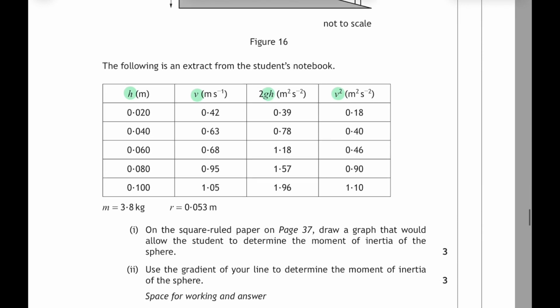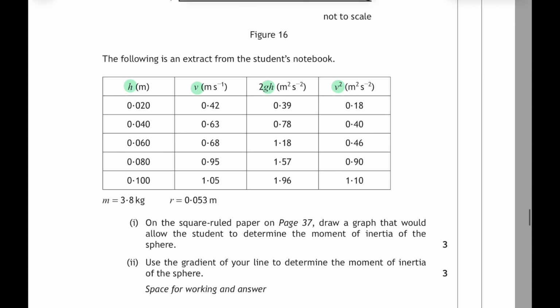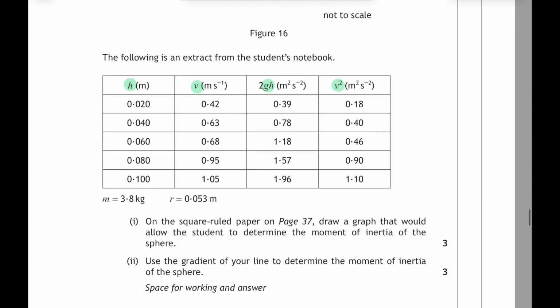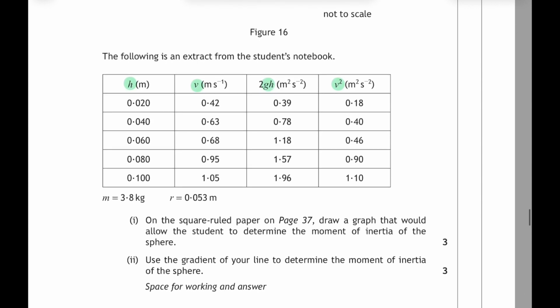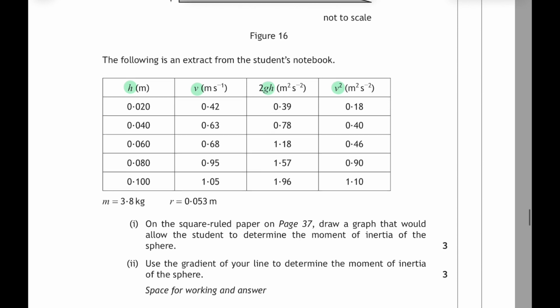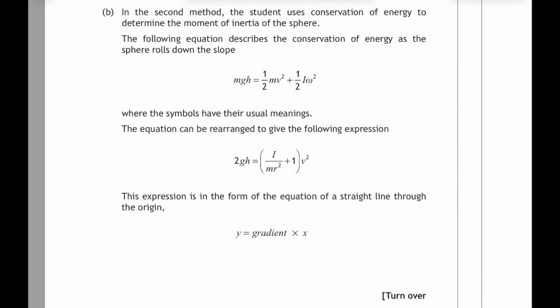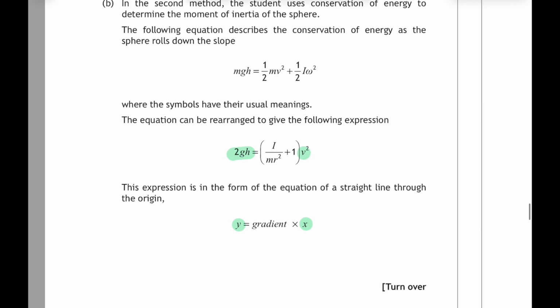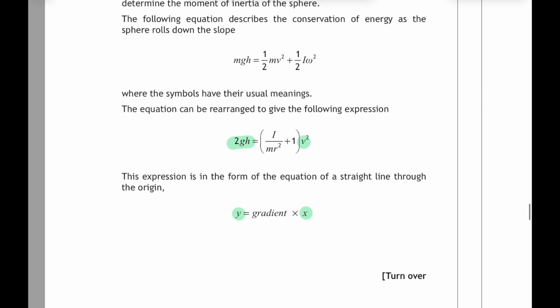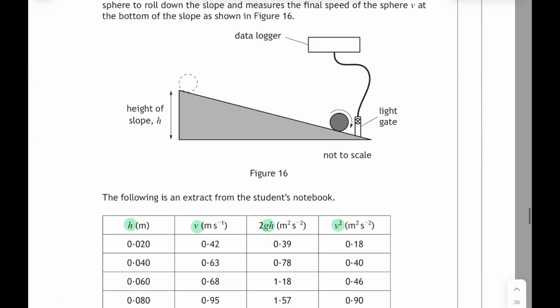And in part 1 it says, on the square ruled paper on page 37, draw a graph that would allow the student to determine the moment of inertia of the sphere. Well, we need to think what our axes on our graph will be, and if we look back at our rearranged equation, then on our y-axis we're going to have 2gh, and on our x-axis we're going to have v squared. And then hopefully the gradient of our graph will be equal to all that stuff that's inside the brackets just now. So let's have a go at the graph.